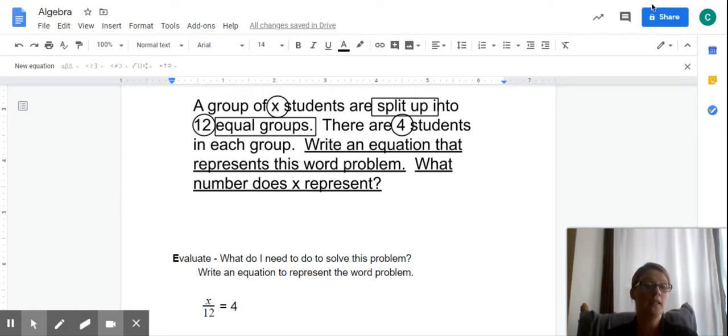And we know that each group is going to have 4 students in it. So X divided by 12 equals 4. That's our equation.